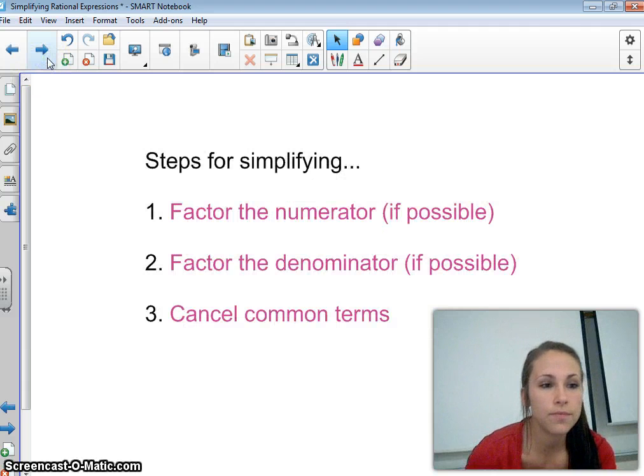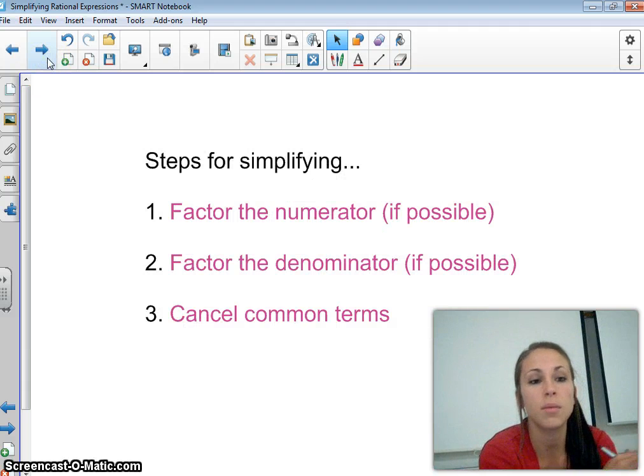So before we start out, the first step that we're going to go through for solving any of these is we always need to factor the numerator and then factor the denominator if we can. Sometimes we can't. And then we'll be able to cancel common terms.